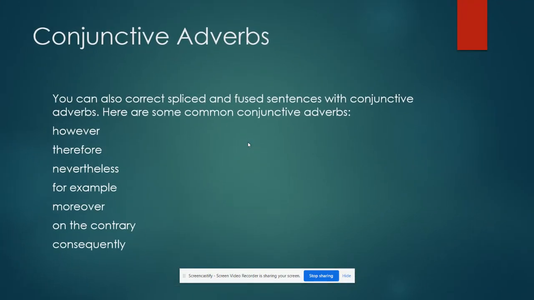So now remember, conjunctive adverbs are sort of like conjunctions in that they join, they link together clauses, but they're like adverbs in the kind of information they provide. So here's a list of some common conjunctive adverbs. However, therefore, nevertheless, for example, moreover, on the contrary, consequently.